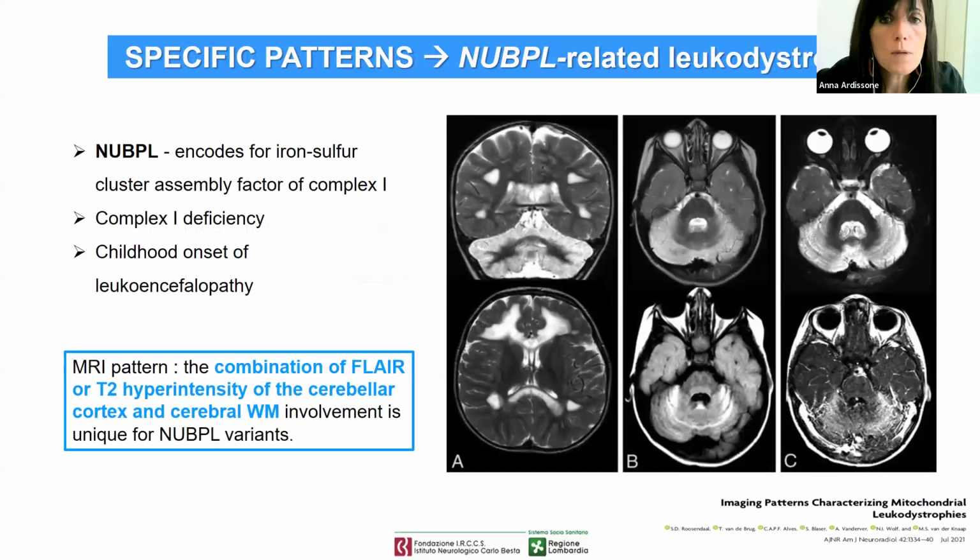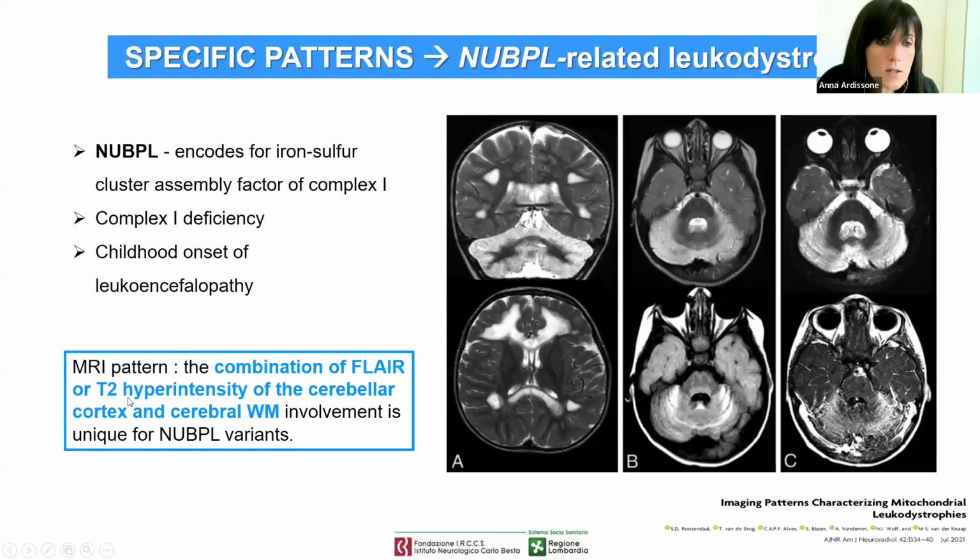The first is NUBPL-related leukodystrophy. NUBPL is a nuclear DNA gene that encodes for an iron-sulfur cluster assembly factor of complex 1, so it is associated with complex 1 deficiency. Generally it is associated with childhood onset. And the peculiar MRI pattern is characterized by the association of the hyperintensity of cerebral cortex and cerebral white matter.